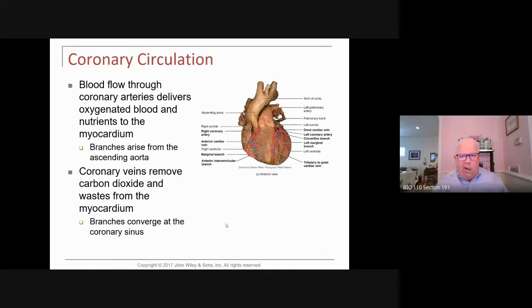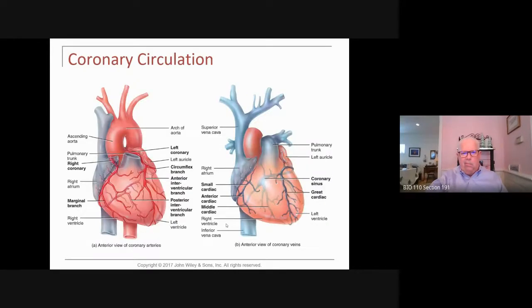It gives the heart oxygen. Once the heart uses that oxygen, the coronary veins remove carbon dioxide and waste from the heart muscle itself. And those branches of the coronary veins merge into the coronary sinus, which is one of the 3 major veins that bring deoxygenated blood back to the heart. Okay?